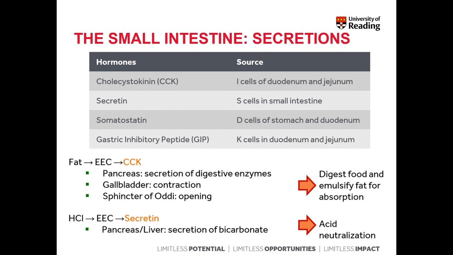The hydrochloric acid also stimulates the enteroendocrine cells in order to promote the secretion of secretin, and secretin itself leads to the secretion of bicarbonate from the pancreas and from the liver in order to neutralize the acidic pH of the chyme entering the duodenum.